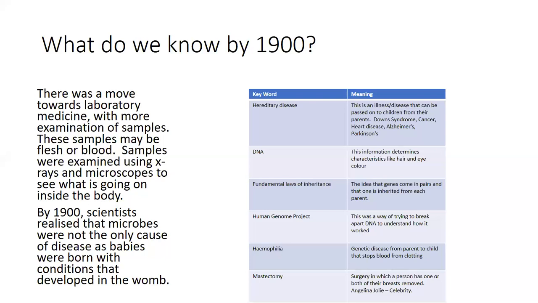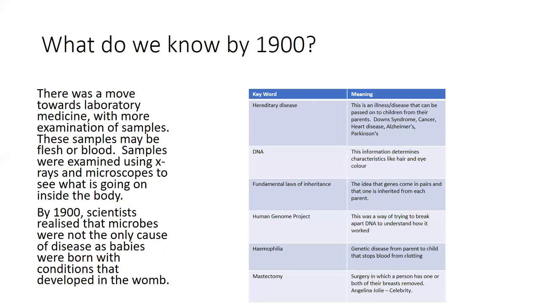Fundamental laws of inheritance is an idea that we'll look at in a minute: the idea that genes come in pairs and that one is inherited from each parent. Human Genome Project is something we'll talk about again in a minute, but it's a way of understanding, breaking apart the DNA to understand how it worked. This was in 1991.